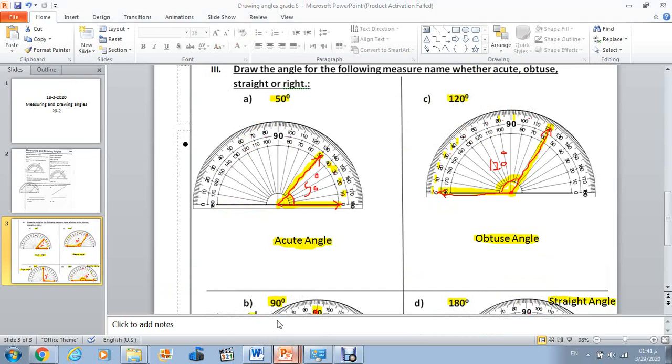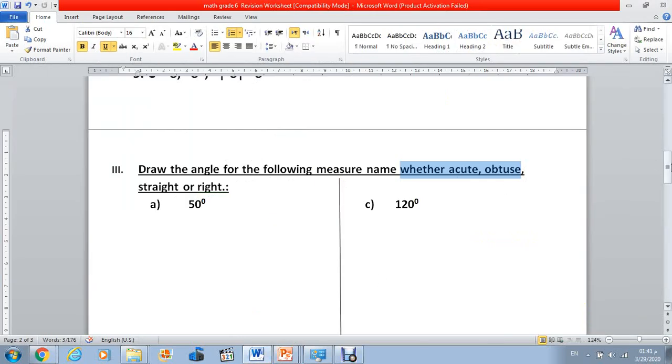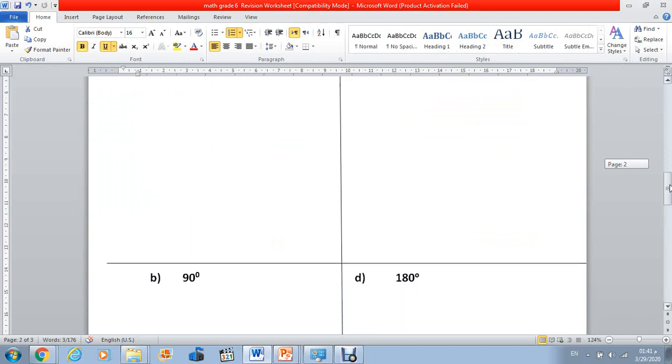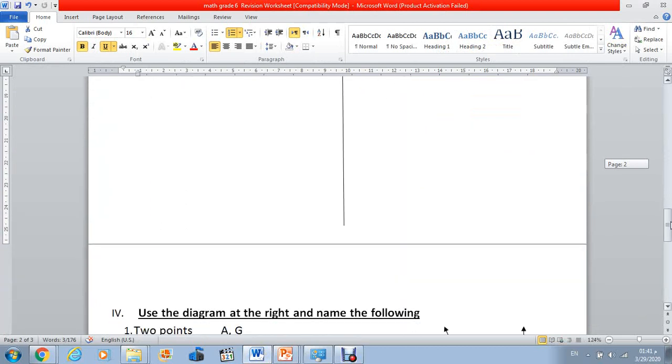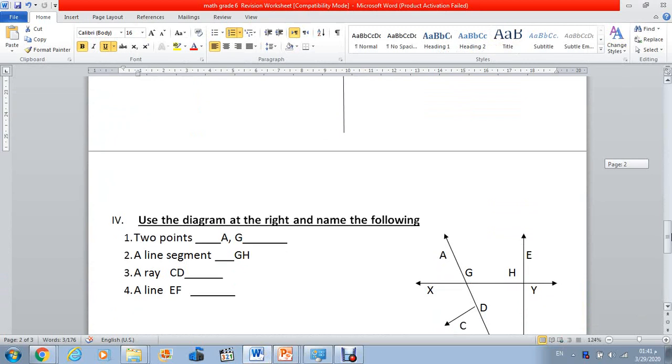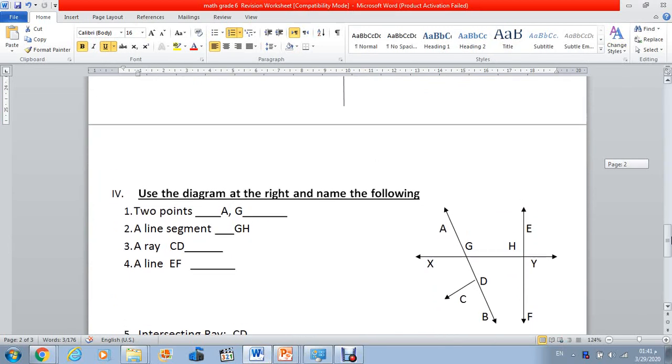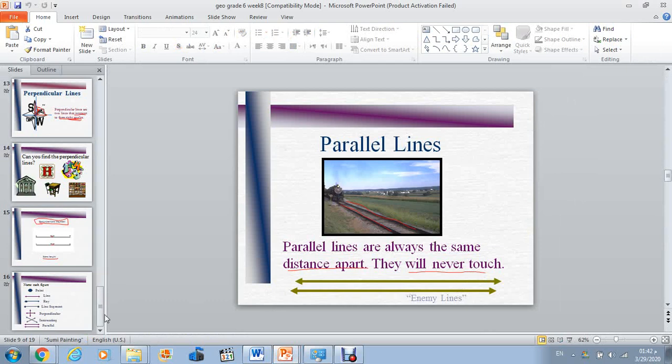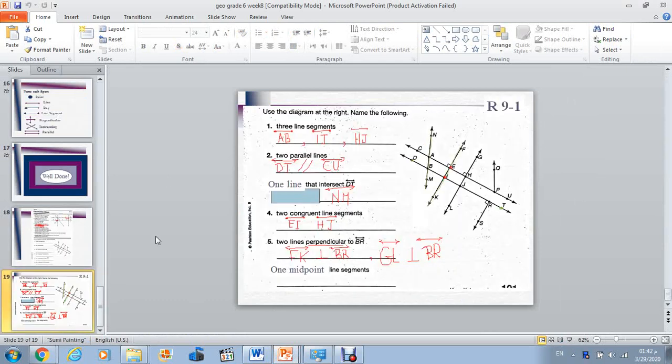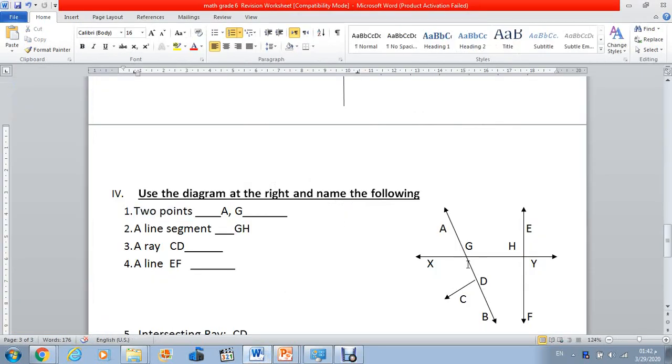So now we have answered the questions before the last one. Now we will go to the last question. It says use the diagram at the right and name the following. Using this diagram, name the following. It asks you to name 2 points. Where did we take this diagram? We took it in the geometric ideas lesson. Go back to the geometric ideas lesson, you will find everything in detail.